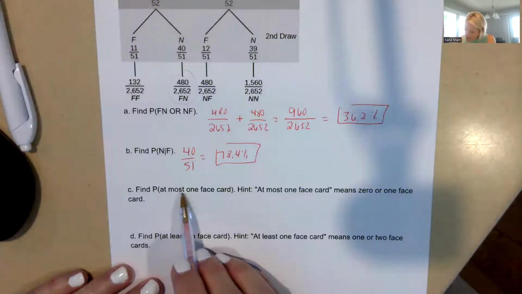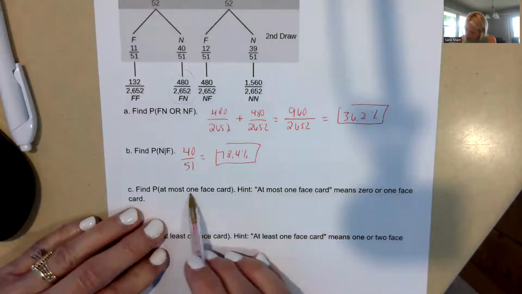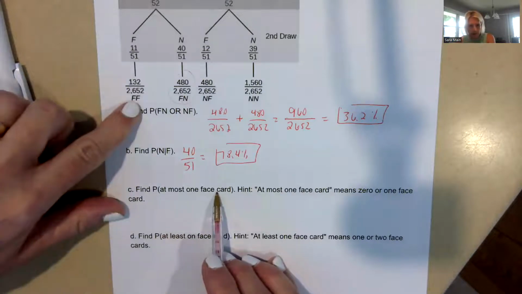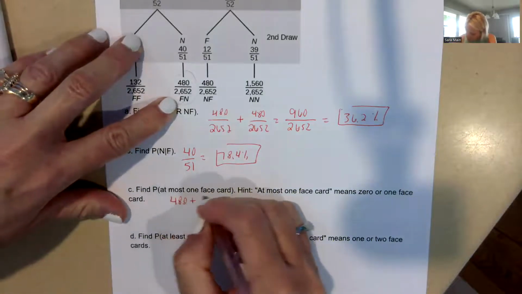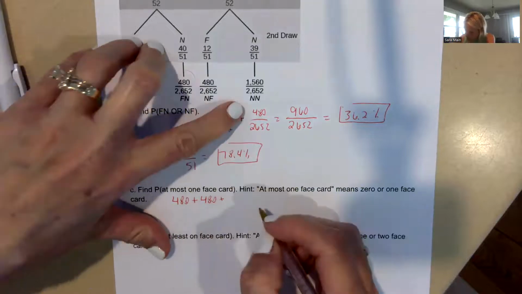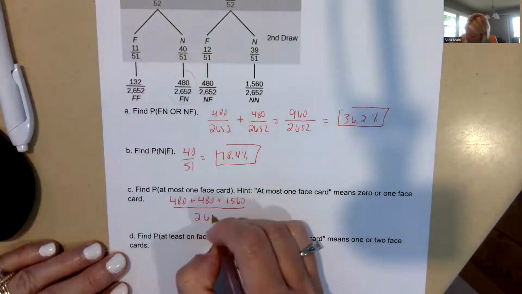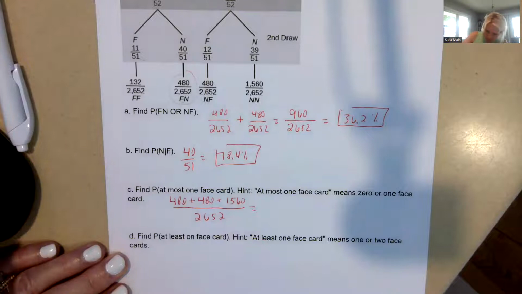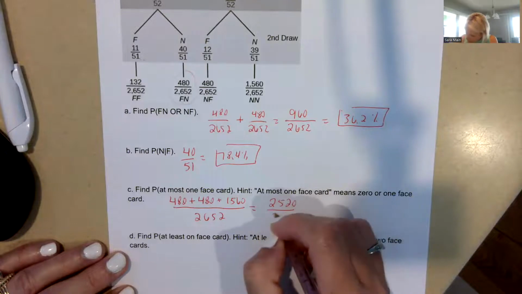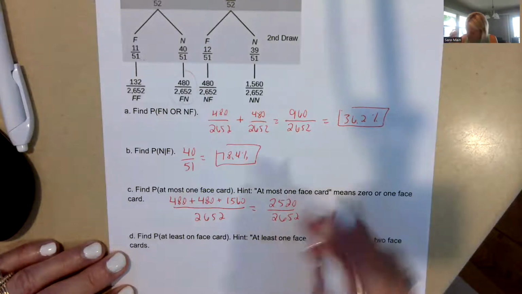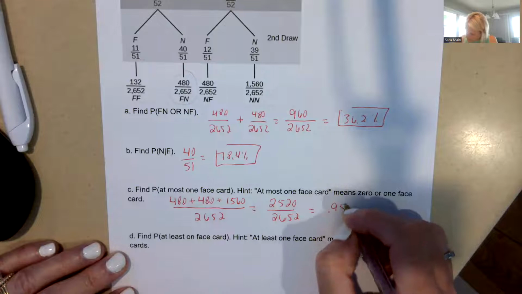Find the probability of at most one face card. Hint, at most one face card means 0 or 1 face card. So it can't be this one because that's got 2 face cards. So it would have to be the 480 plus the 480 plus the 1560 when there's no face cards, out of the 2652. So that would be 2520 out of 2652, about 95%.